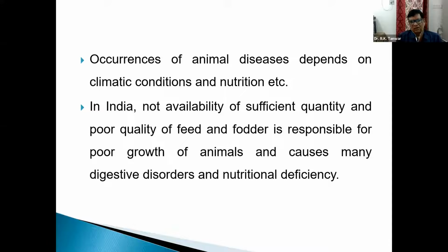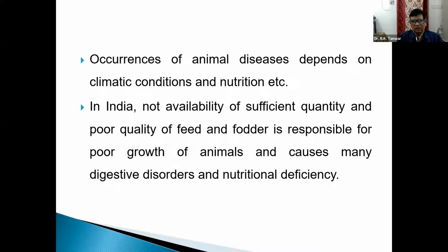Similarly, nutrition also plays a major role. As you know, India is deficient as far as total livestock is concerned: we are about 45% insufficient in concentrate for our animals. About 40% there is a deficiency of green fodder and about 30% deficiency of dry fodder, because we are feeding our livestock, whether it is cattle, buffalo, or whatever animals we are raising, with crop residue.